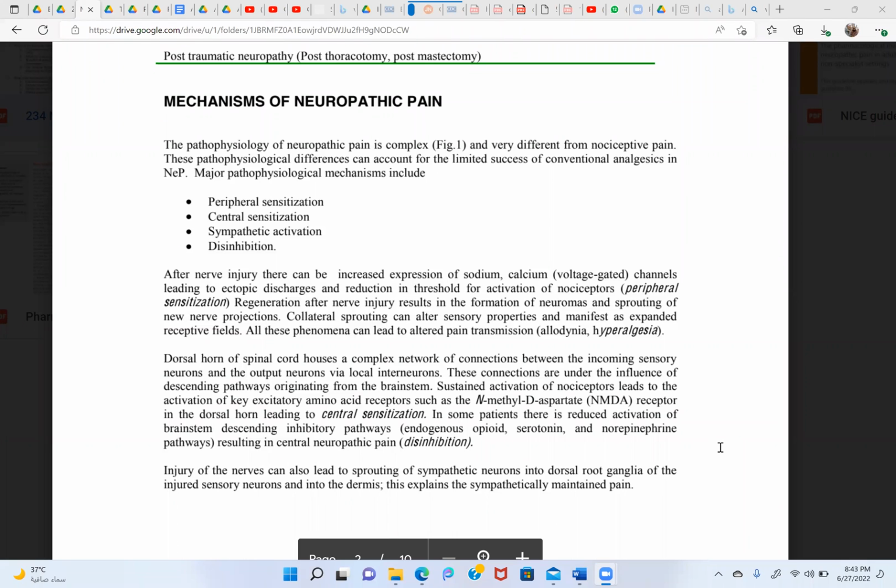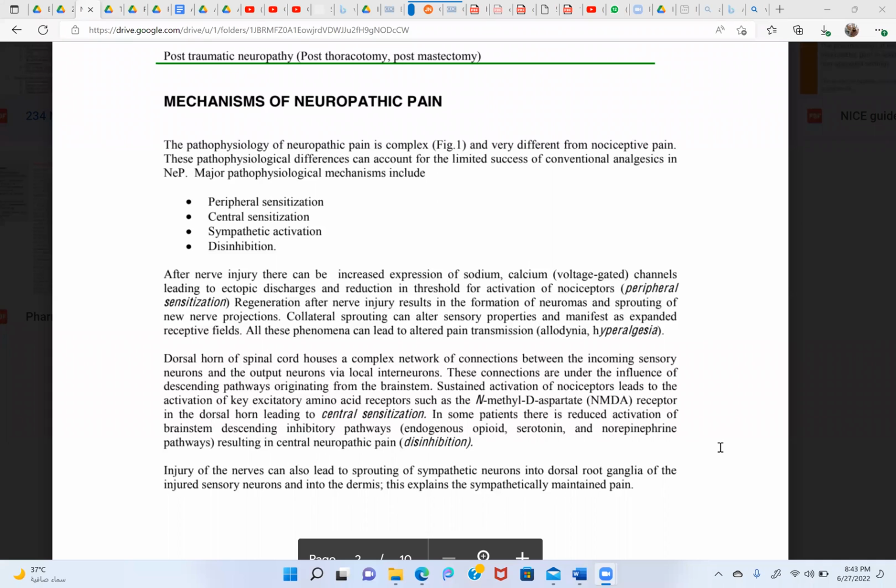Okay, so these connections are under the influence of descending pathways originating from the brainstem. So what happens is that usually there is, you can say, the grandfather effect. The grandfather effect is from the descending inhibitory pathway. When there is too much activity there, after some time this control is inhibited. So this is called disinhibition. Okay, so that's what is written here.